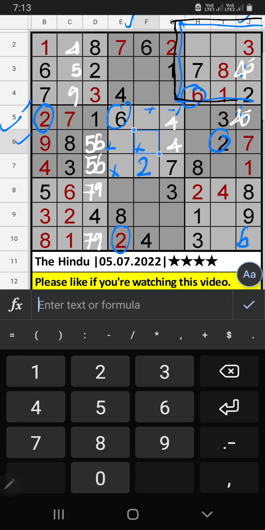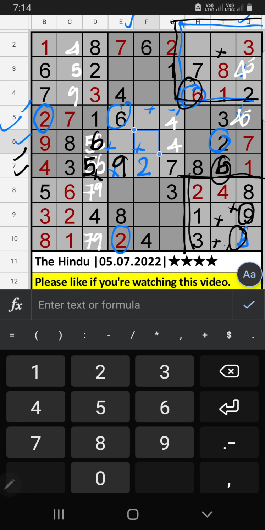Third grid and 9th grid, we have 6, so 6 can't come in these cells, then 6 is confirmed here. 7th row, we have 6, so 6 can't come in this cell, 6 is confirmed here, then 5 is here. 7th row, only one number is remaining, 9 is confirmed here. 9th grid, we have 9, so 9 can't come in these cells, then 9 is confirmed here.